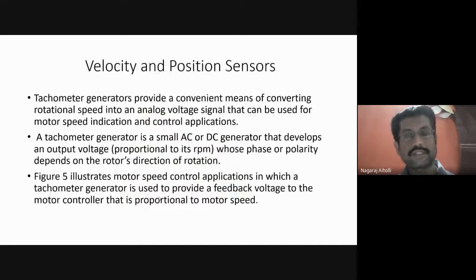Next, velocity and position sensors. Tachometer generators are one of the means of converting rotational speed, or kinetic energy, into electrical voltage. These tachometer generators convert mechanical energy into electrical energy. We know what is a generator, is it not? A generator is the one which converts mechanical energy into electrical energy. What about motors? A motor converts electrical energy into mechanical energy, whereas the generator converts mechanical energy into electrical energy.